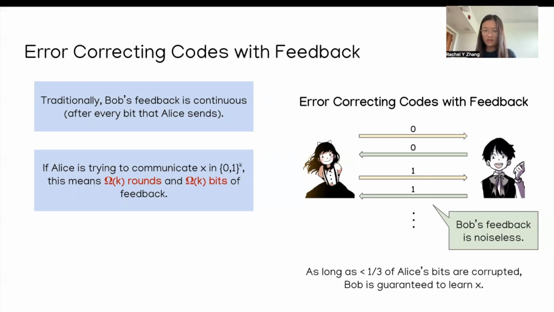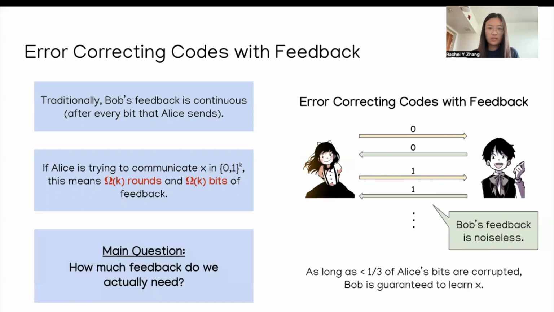Guaranteed noiseless feedback, ensuring the channel will actually give you this noiselessness, is also expensive. And so the question we asked today is the following. Our main question is, how much feedback do we actually need? Do we actually need k rounds and k bits of feedback, or can we do better than this?